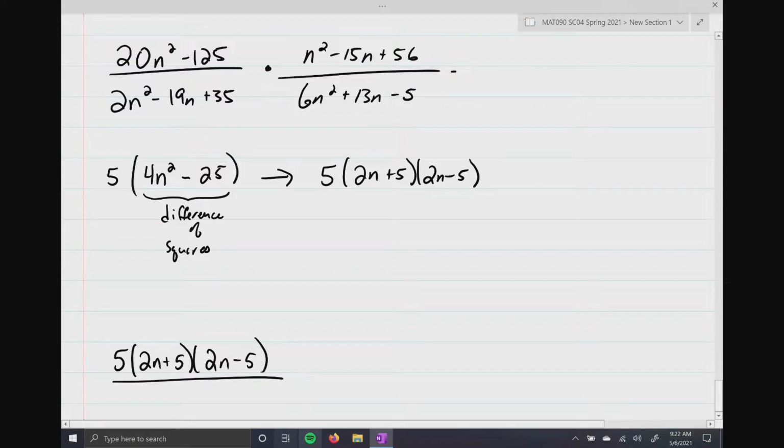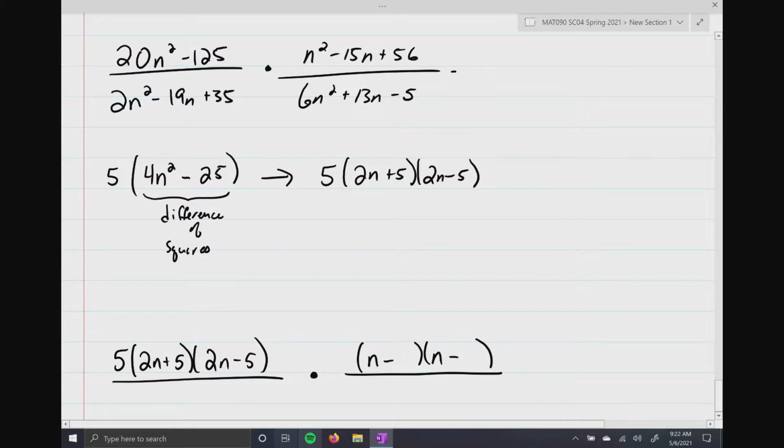So there's our first numerator factored. Now, here's what I'm going to do. I'm going to change it up a little bit. I'm going to go over to the next fraction because that numerator is really easy for me to factor. There's no GCF, trinomial with a 1 as a leading coefficient.